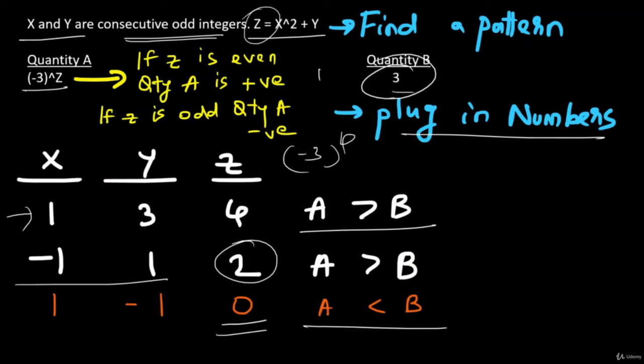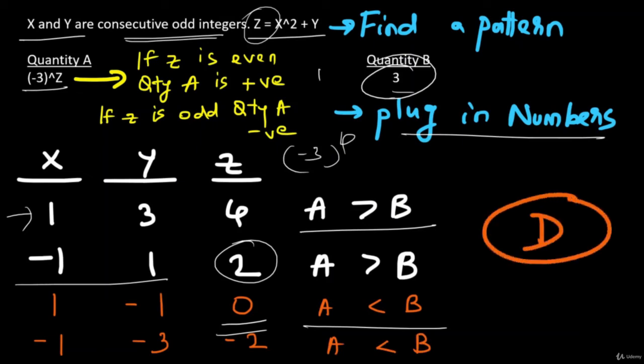If x is minus 1 and y is minus 3, then z is equal to minus 2. Again, you have A less than B, right? So sometimes A is greater than B and sometimes A is less than B. Therefore, the correct answer to this question is D.